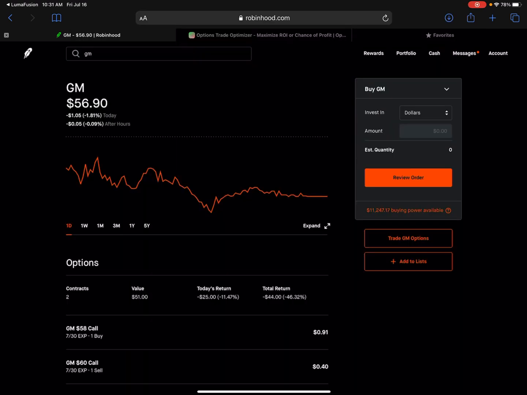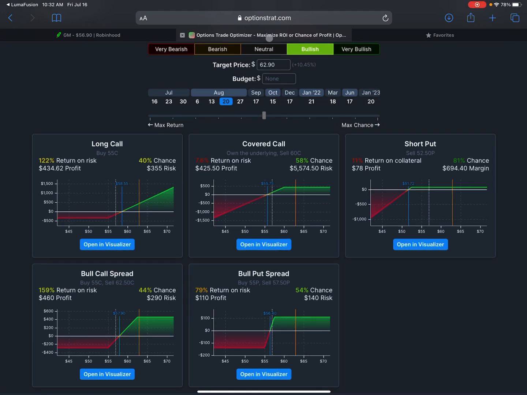So rather than buying more stocks, I thought it'd be an interesting play to do options in this case, especially whenever you believe that there could be a jump back, maybe not to the original price, but just after a pullback, I believe there's going to be some kind of recovery. As you can see, today the stock was down 1.81%. And so what I like to do is go to a tool called Optionstrat.com.